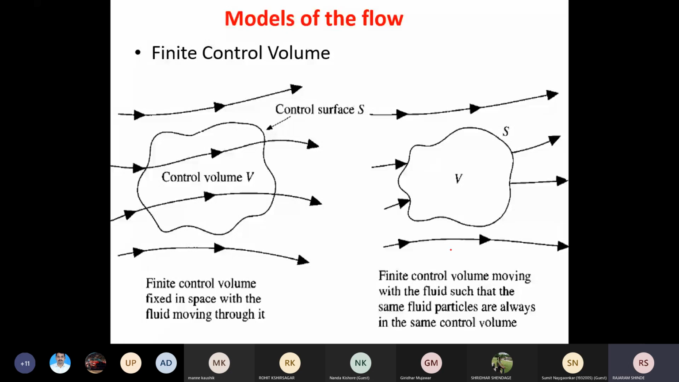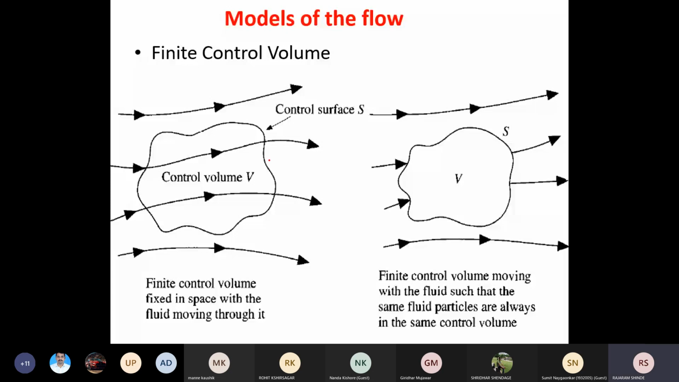is finite control volume. And in finite control volume, there are two models. One is a finite control volume fixed in space with fluid moving through it. One is a finite control volume moving with the fluid such that the fluid particles are always in the same control volume. Now see here, I will explain one by one. Now see here, this is a control volume. This control volume is fixed in space with fluid moving through this control volume. Okay.